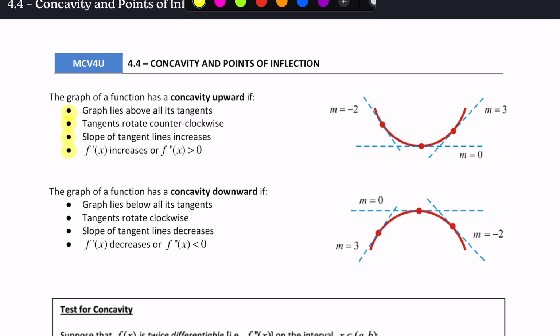And then here, the graph of a function has concavity downwards if the graph lies below all its tangents. The tangents now rotate clockwise instead of counterclockwise. The slope of the tangent lines decrease, and f prime of x decreases, or f double prime is less than 0. And so here we see that the slope starts at 3 and gets to the slope of 0, and then the slope of -2.